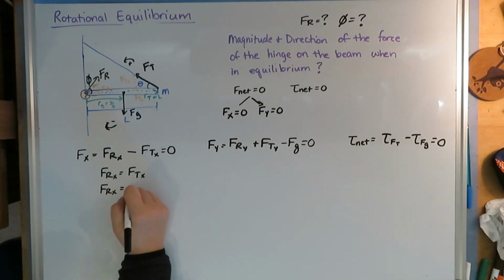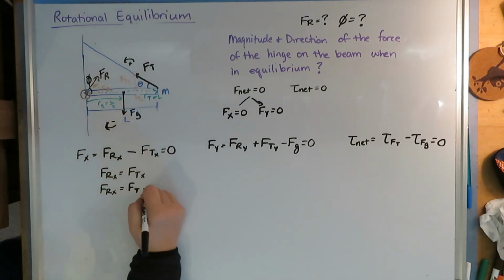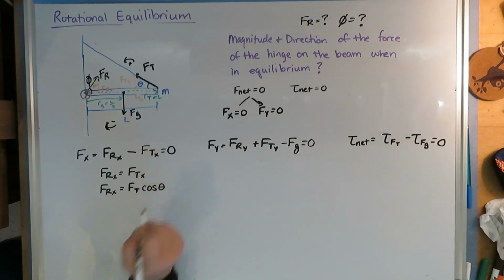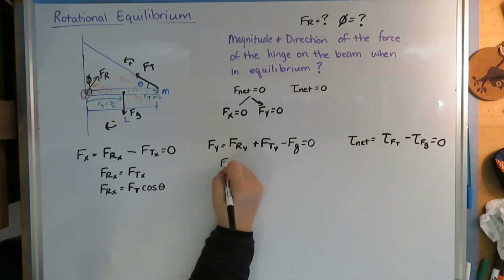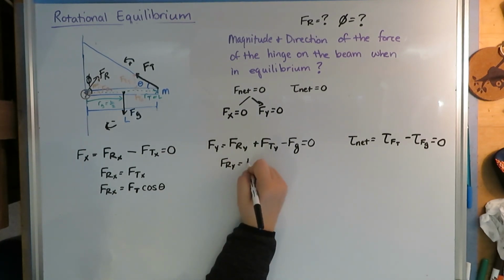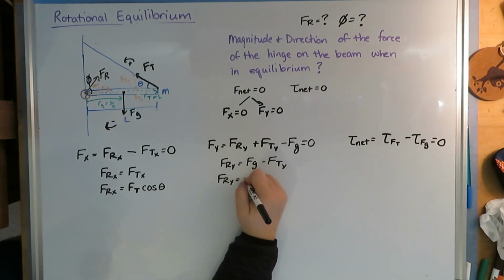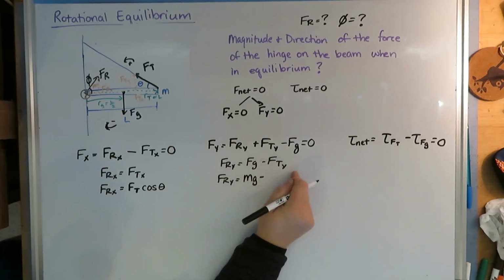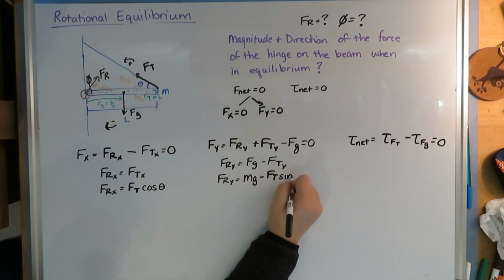So I don't know my tension. So my tension is a huge unknown. So that's going to be FT. The X component is the adjacent side, so it's going to be FT cosine theta. When I look over here in the Y, I'm going to have FRY is equal to FG minus FTY. So FRY is going to be mg minus FT, and then FTY is the sine theta.